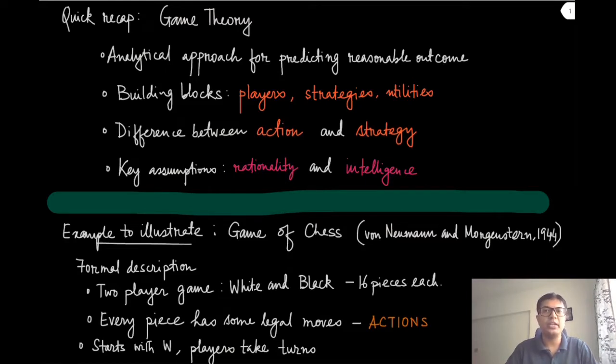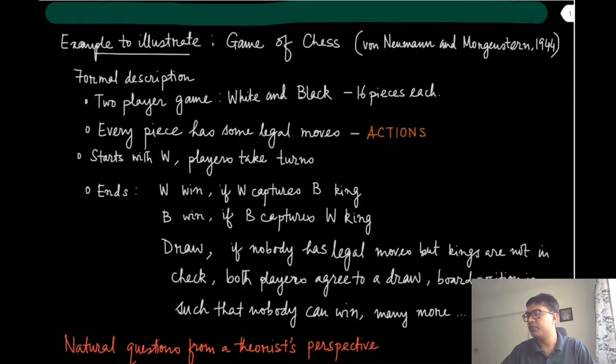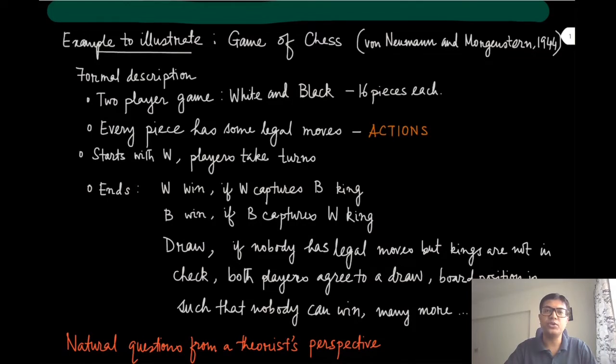Now, we also made a distinction last time, a little informally, between the terms action and strategy. We'll also make that a little more formal this time. However, in all these cases, we are going to assume that these players are rational and intelligent, something that we have already told in the previous lecture. So the best way to start discussing it is to look at a very specific example, and we are going to illustrate these ideas and all the terms that have been used using the game of chess.